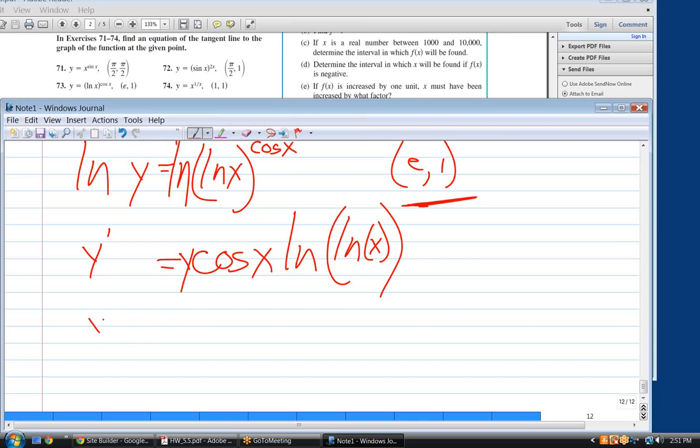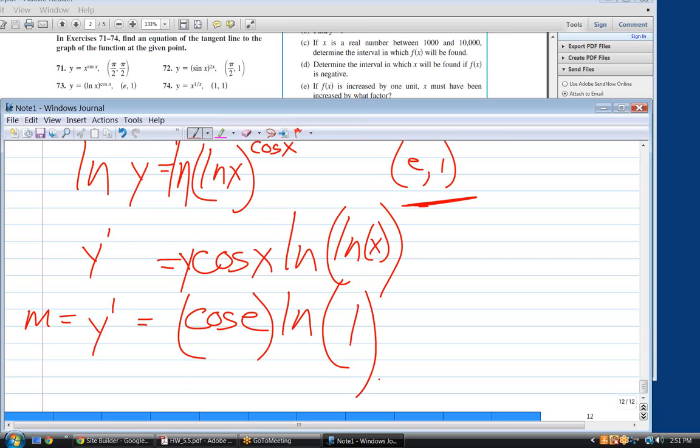So let's do it. y prime, the slope, is equal to cosine of e. You don't see that very often. When's the last time you saw that? I've never seen it. It makes me think I made a mistake, but I don't think we did. Natural log of e, which is 1, right? Yeah. And the natural log of 1 is 0.